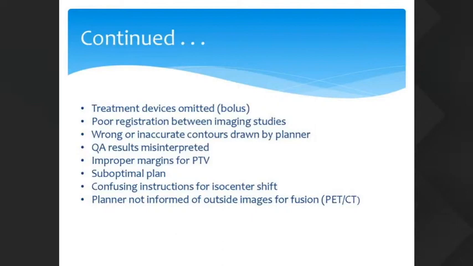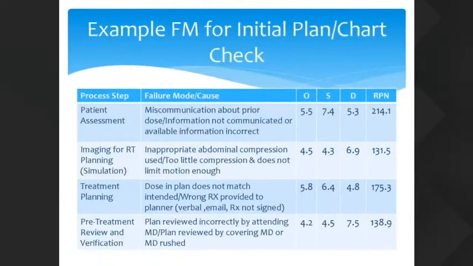Here are 4 examples of failure mode cause combinations for each of the 4 process steps that pertain to initial plan and chart review. All had an RPN number greater than 100 and were considered high risk and had high S's, high severity. The first one in the list was the highest ranked failure mode of all.